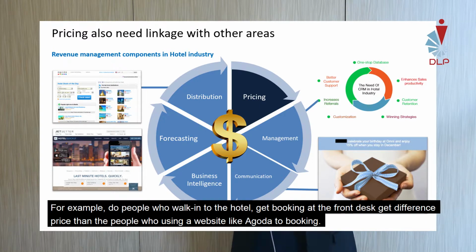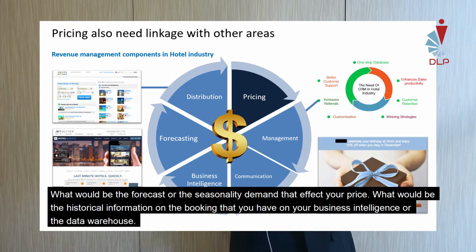For example, do people who walk into the hotel and get a booking right away at the front desk get a different price than people who use a website like Agoda to book? What would be the forecast or the seasonal demand that affects your price? What would be the historical information on the bookings that you have in your business intelligence or data warehouse?